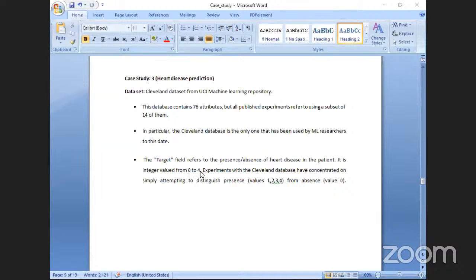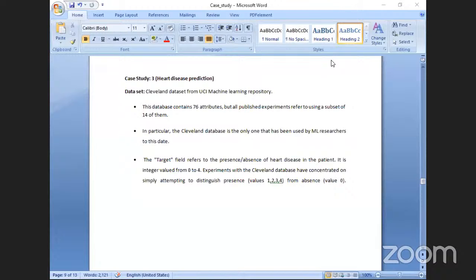When it is 0, it indicates the absence of heart disease. And when it is 1, 2, 3, 4, it represents that it is present. So that is how the data set is available in that repository. And that data set was actually used for prediction. So the prediction is about what is the accuracy of the prediction. That way, the case study was analyzed.